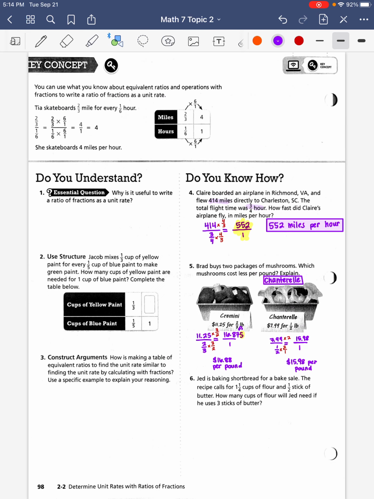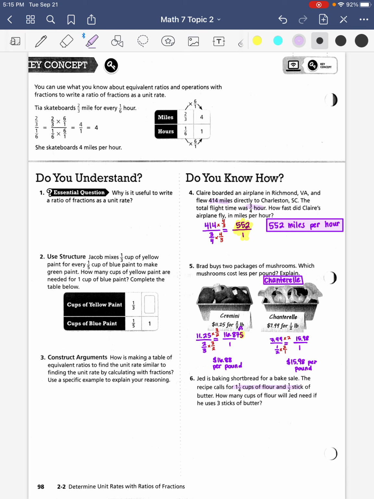Okay, moving on to number 6. Jed is baking shortbread for a bake sale. The recipe calls for 1 1/4 cup of flour and 1/2 stick of butter. How many cups of flour will Jed need if he uses 3 sticks of butter? So we've got some information here. We've got enough to write a rate, 1 1/4 cup of flour and 1/2 stick of butter.